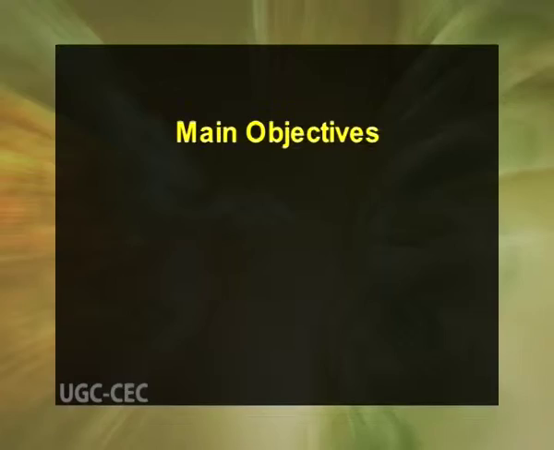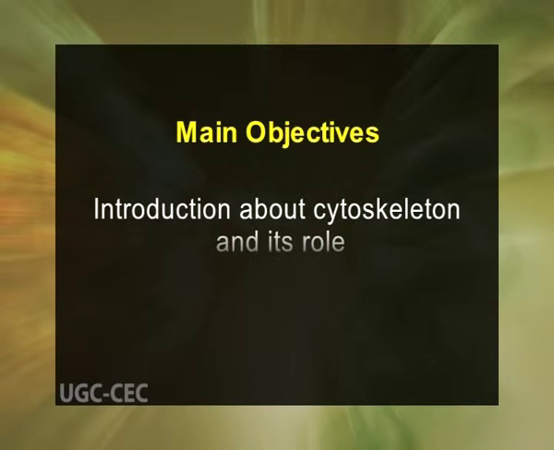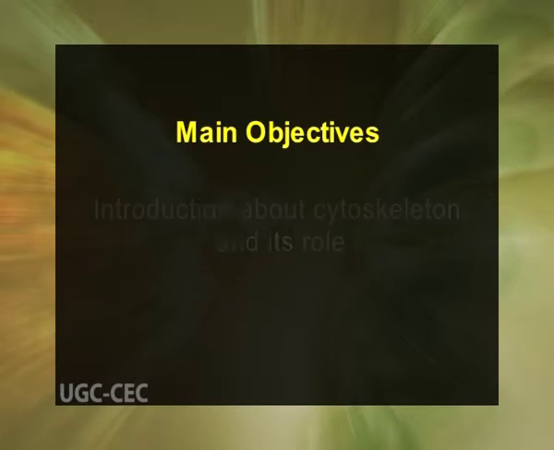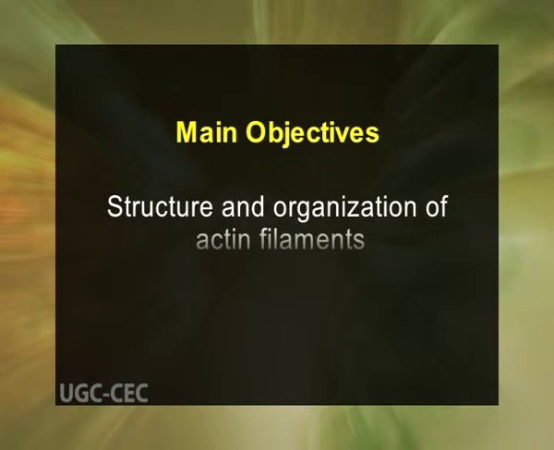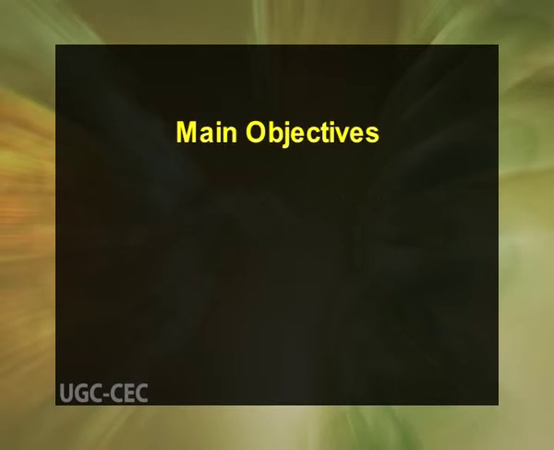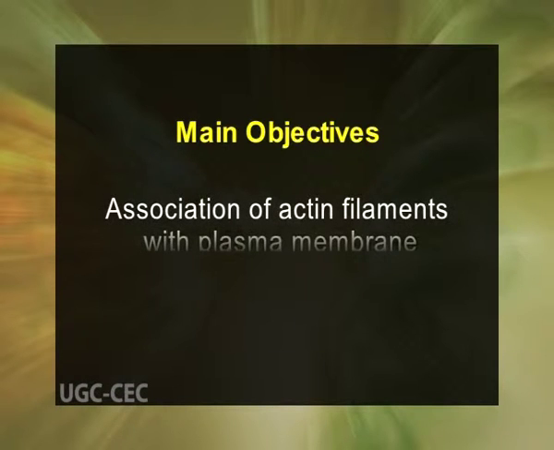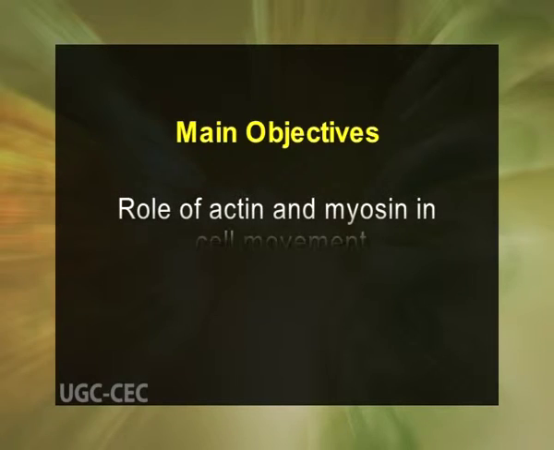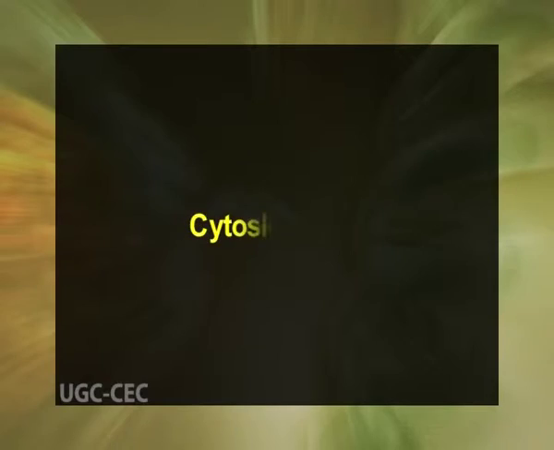Hello friends, today we will discuss about cytoskeleton and cell movement, and our main objectives will be to give a brief introduction about cytoskeleton and its role, to study the structure and organization of actin filaments, to study the association of actin filaments with plasma membrane, to understand the role of actin and myosin in cell movement. So first and foremost, an introduction about the cytoskeleton and its role.